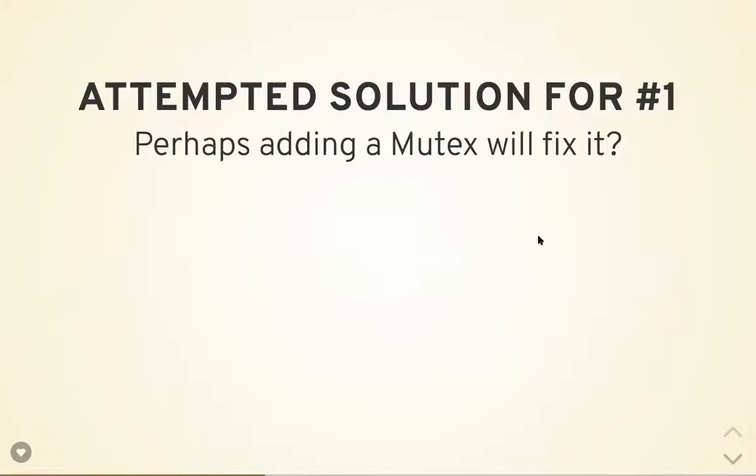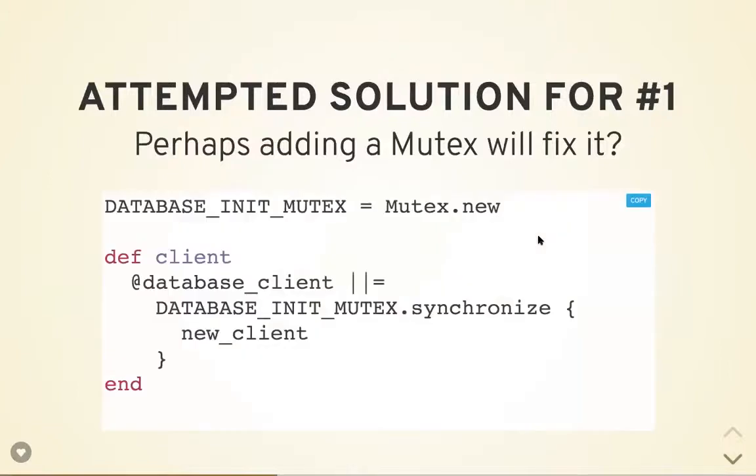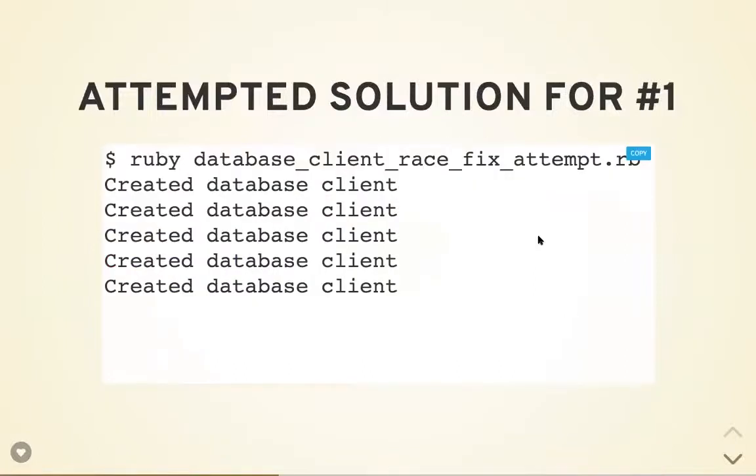So the classic solution for when you're using multiple threads and you have problems like this is to make it so that only one thread at a time is doing the thing that you want. So if you use a mutex in this case, you try to wrap your initialization with the mutex and maybe problem solved. Maybe. If we try it, it actually doesn't work. So why doesn't it work?